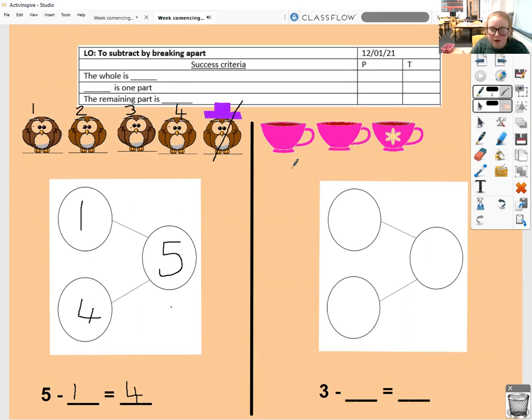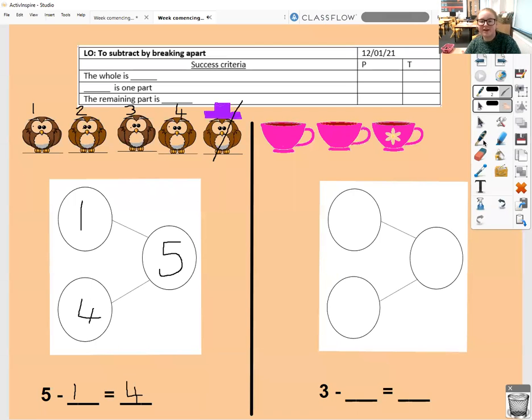I now want you to have a go at this one on your own. Pause your screen. I want to know how many teacups do not have a flower on. How many teacups do not have a flower on? Pause your screen, complete this one for me, and come back when you are done.